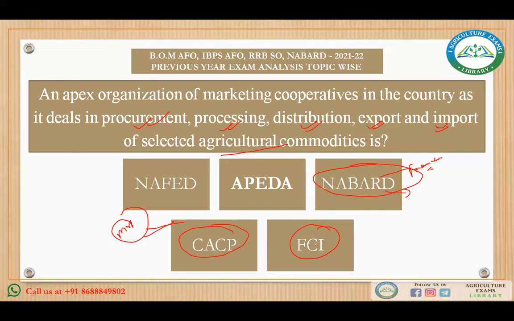Now, when you talk about APEDA, that is the Agriculture and Processed Food Products Export Development Authority. It is responsible for the procurement, processing, distribution, export, and import of selected agricultural commodities. The right answer is APEDA, and it was formed in 1986. The implementing ministry behind this is the Ministry of Commerce and Industry, and its headquarters is situated in New Delhi.